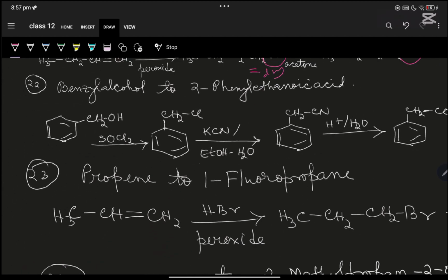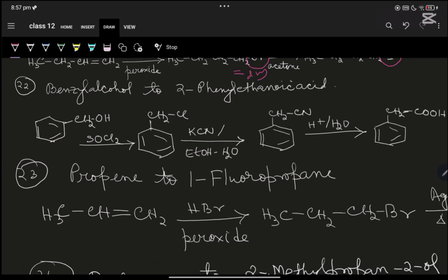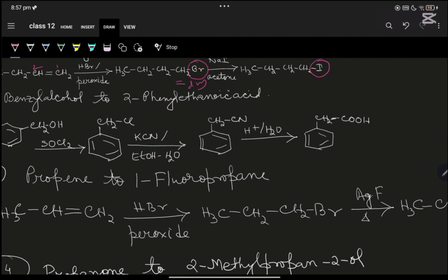Next, benzyl alcohol to 2-phenyl ethanoic acid. Please be careful while writing the structure of 2-phenyl ethanoic acid. First, write ethanoic acid, and in the 2 position give one phenyl ring.